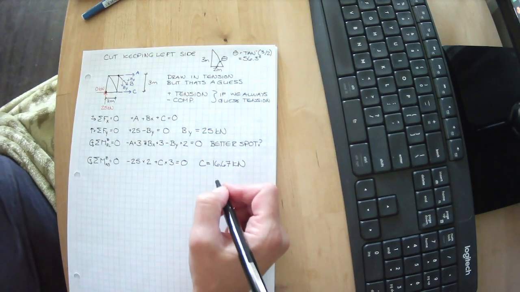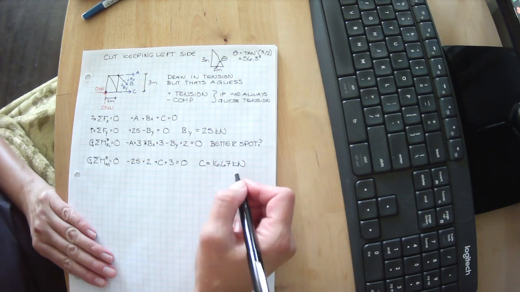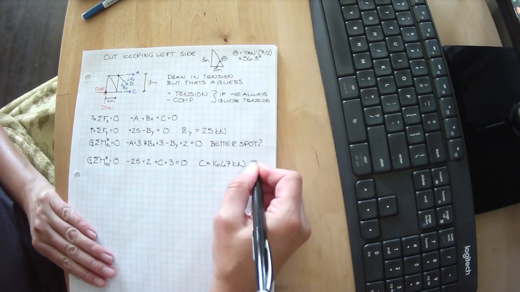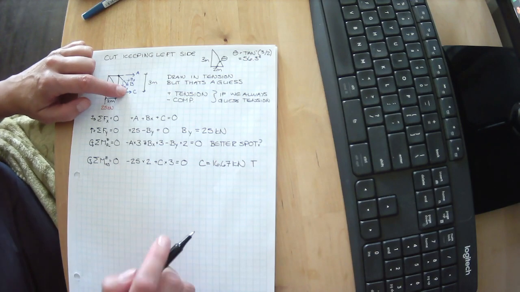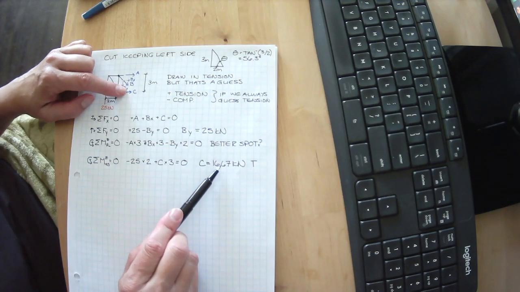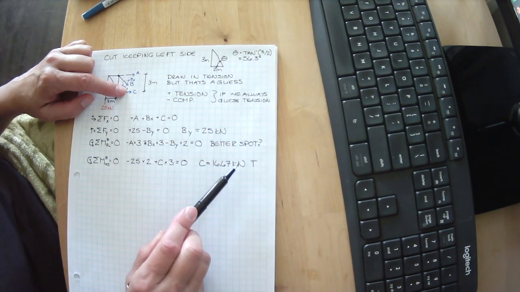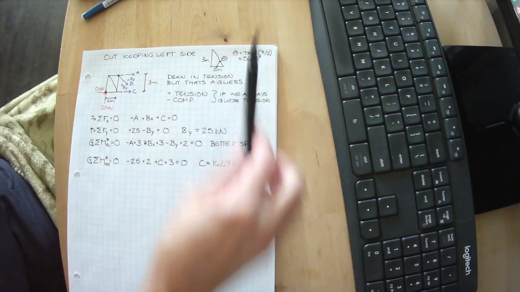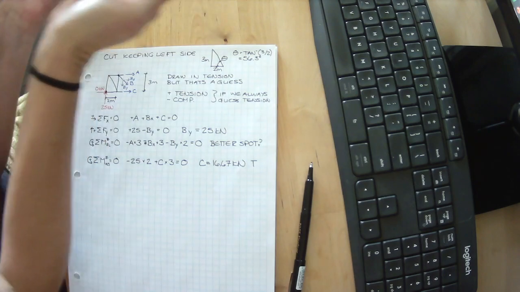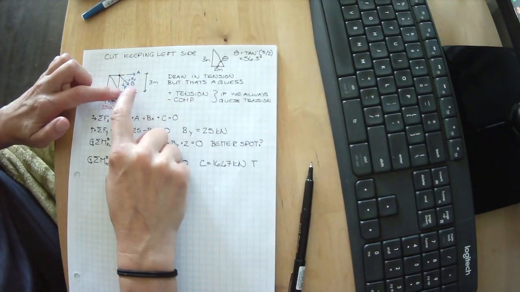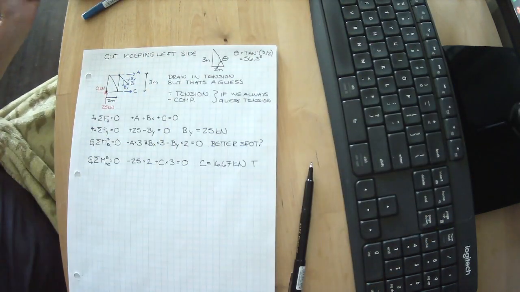It is a positive value. That means I guessed correctly. That means it is in tension. So C is 16.67 kilonewtons of axial tension. So for this to be in equilibrium, it's like somebody is stretching on this member right here in that direction.